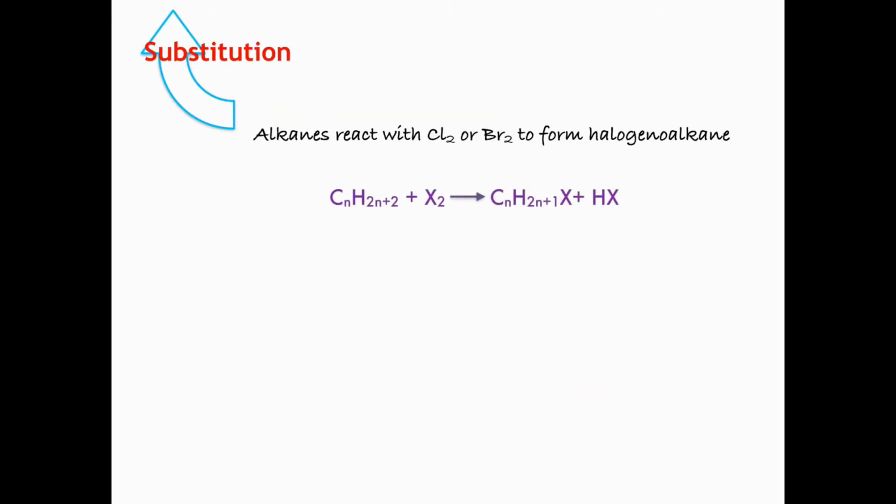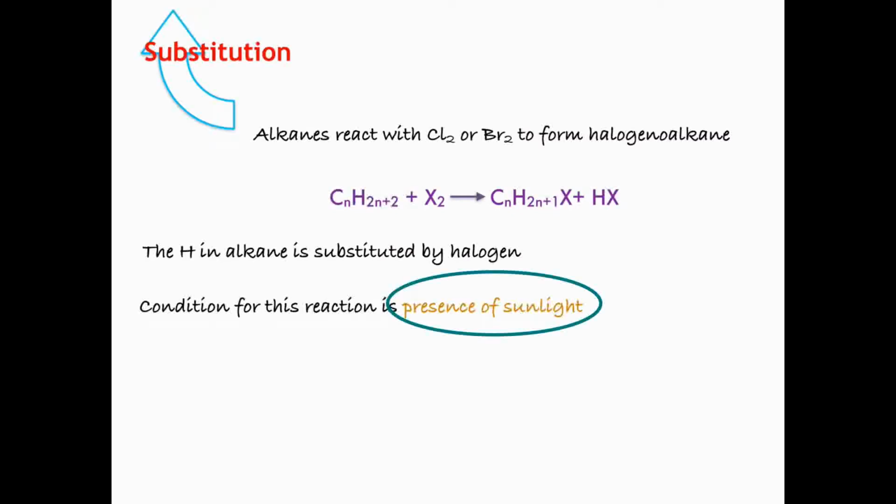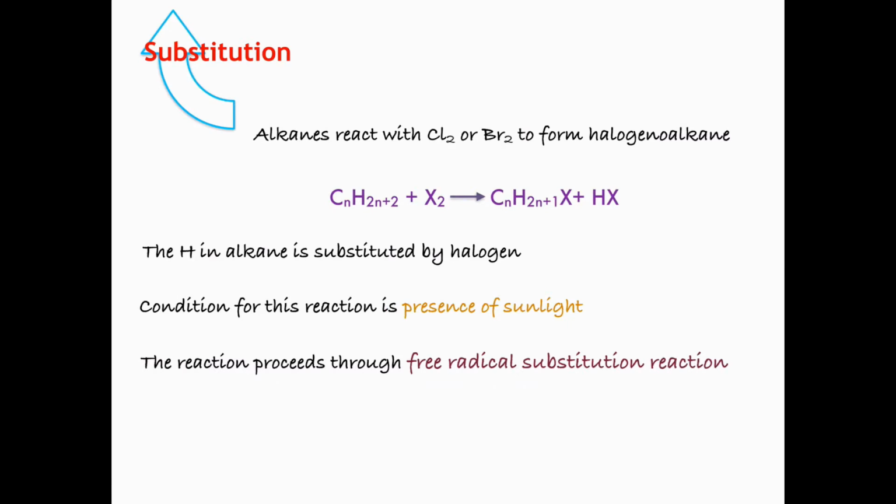One of the hydrogens in alkane is substituted by halogen to produce halogenoalkane in substitution reaction. Since alkane is unreactive, this reaction will only occur in the presence of sunlight. This reaction is mostly referred to as free radical substitution reaction. As the name suggests, this reaction involves radicals which are obtained from homolytic fission.